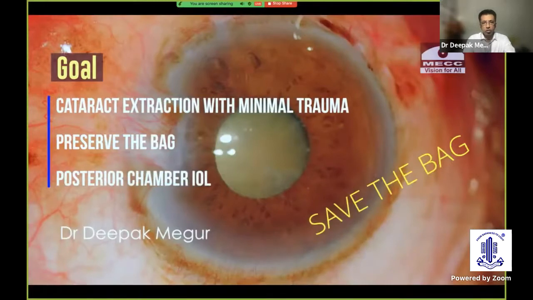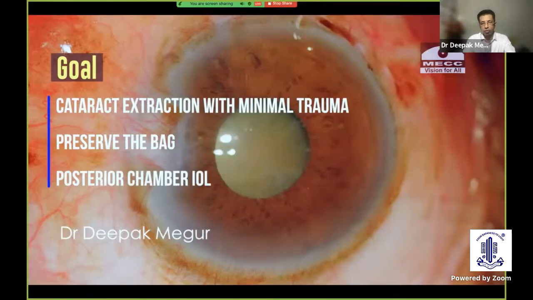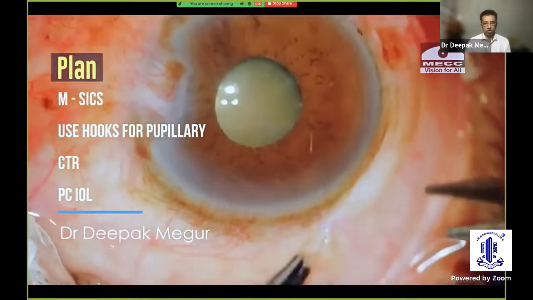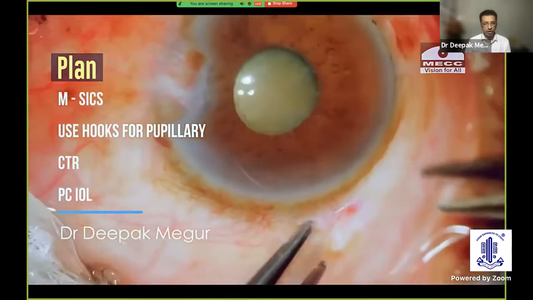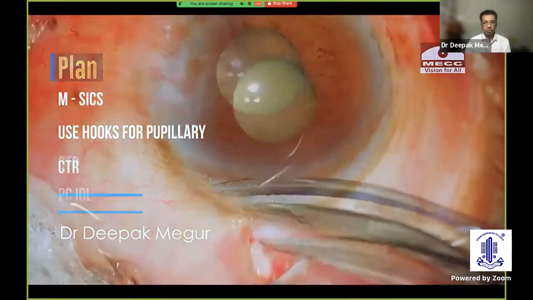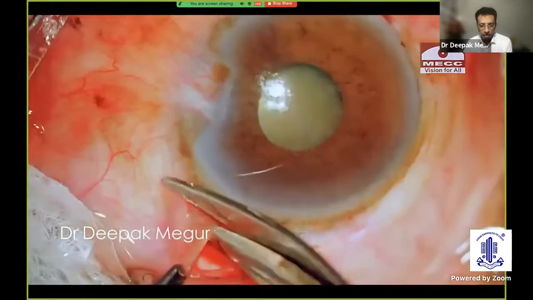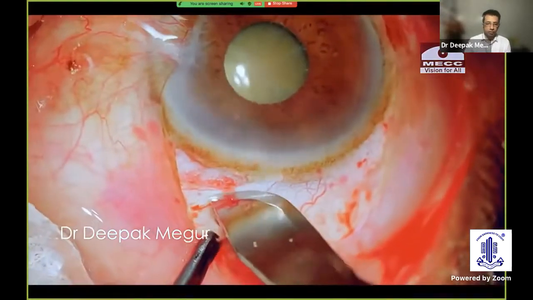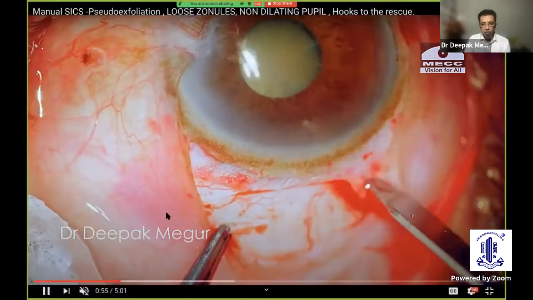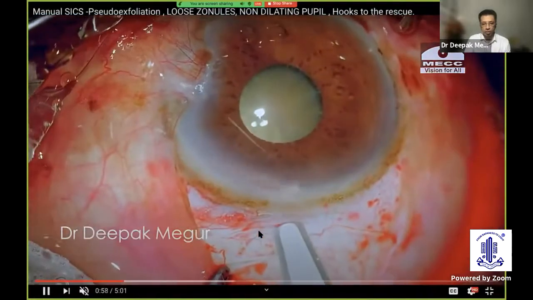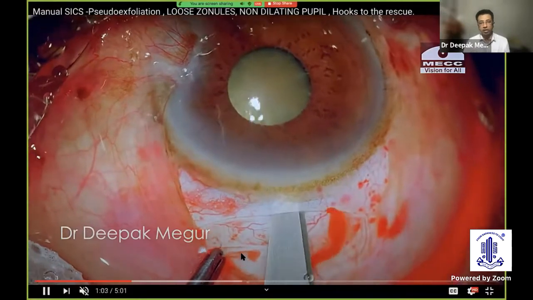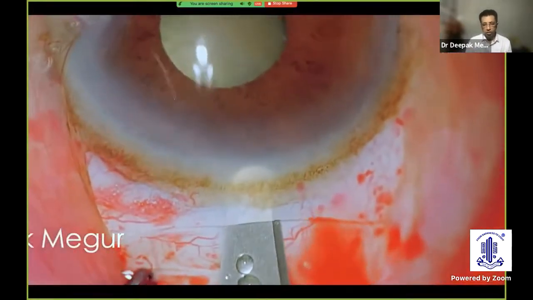The plan was to save the bag, because the bag would be very loose in this case, and try to put in a lens in this elderly man. So my plan was to use hooks for pupillary dilatation, a CTR, and then a PC lens. That was the plan, and this is how I proceeded with my case. The surgery is being done under posterior subtenon anesthesia. I usually do a posterior scleral groove just to stabilize the globe while I'm performing this tunnel incision.